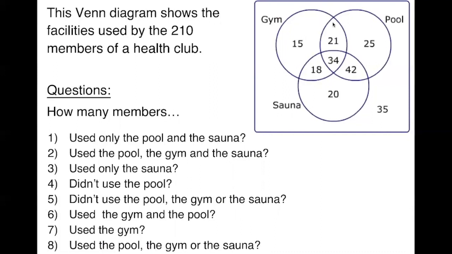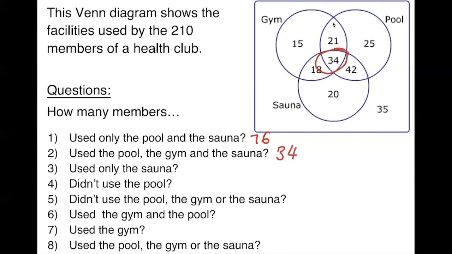Okay, so how many members use the pool and the sauna? Well, the pool is here, the sauna is here. So how many people use the pool and the sauna? That's this many people. Both of those groups of people use the sauna and the pool. So 34 plus 42 gives us 76. So that's going to go in here. Our next question, use the pool, the gym, and the sauna. So that means they have to have used all 3 things, and that's right in the middle here.